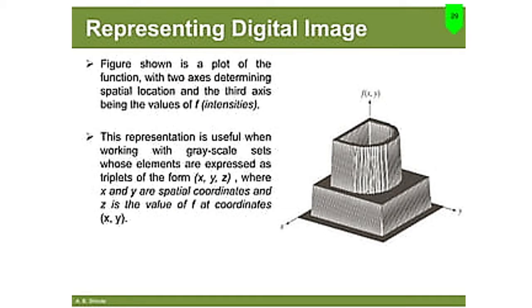In this figure you see two axes representing the spatial location, and the third representing the intensity values. This representation is useful when we are working with grayscale sets, whose elements are represented by triplets, that is x comma y comma z, where x and y are the spatial coordinates and z is the value of f at that location.